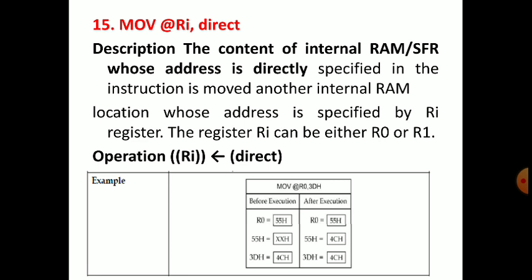So source is a direct address and the destination is an indirect address mentioned by this Ri register. So whose address is specified by Ri register, the register Ri can be either R0 or R1. So the operation is double parenthesis to the destination and single parenthesis to the source. And example: move at the rate R0 comma 30H.